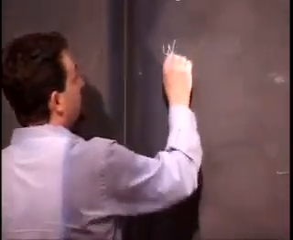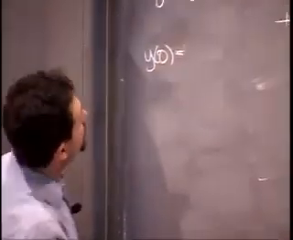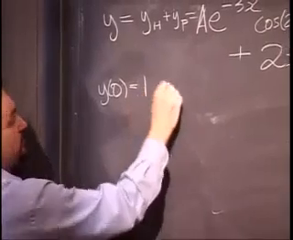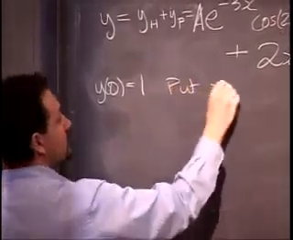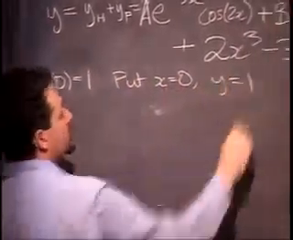Now, unfortunately, we have an initial value problem. It's unfortunate because we have to do more work. Now, one thing we know immediately. We know that y of 0, we're given, is equal to 1. So put x equals 0 and y equals 1 and see what we get.